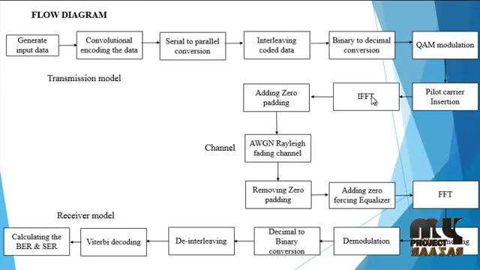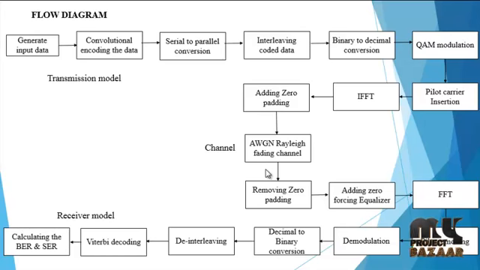The inverse fast Fourier transform is the reverse operation of the fast Fourier transform, and then zero padding is added. Zero padding, that is ZP, means adding zeros to the data. Then comes the channel, where Rayleigh fading is used. In the Rayleigh fading channel, AWGN, that is additive white Gaussian noise, is added. So here we are using the Rayleigh fading channel.